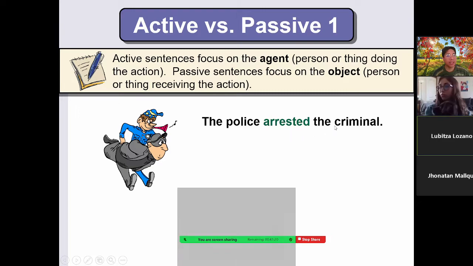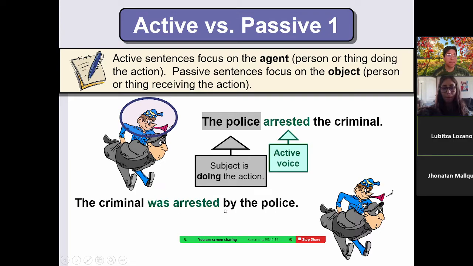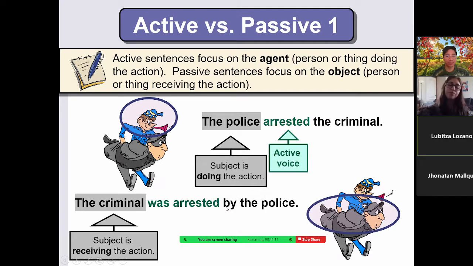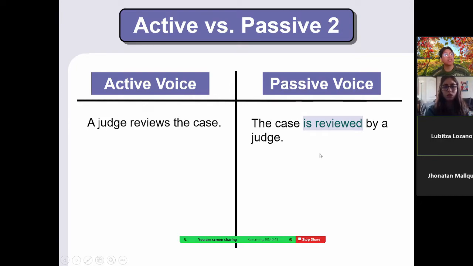You know this because I explained this a lot. The police arrested the criminal. It would be the criminal was arrested by the police. So we have, for example, a judge reviews the case. The passive voice: the case was reviewed by a judge. Sorry, the case is reviewed, because it's in singular. But now by a judge, it's obvious because who reviews the case? A judge. It's not necessary.